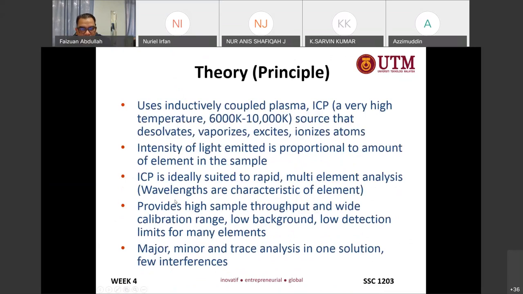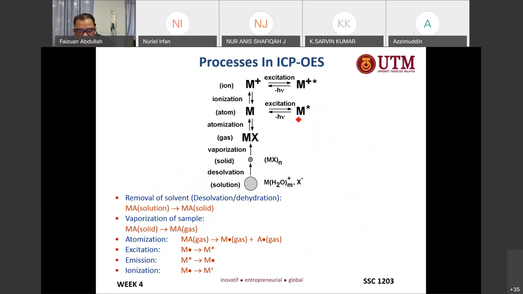So the theory of ICP-OES is that it provides high sample throughput and a wide calibration range, low background, and low detection limits for many elements. Different from AES, ICP-OES has a lower detection limit, meaning that it can detect up to ppb level. AES only reaches ppm level. So ICP-OES goes up to ppb level, and it does major, minor, and trace analysis in one solution with few interferences. This is the process in ICP-OES. We have a solution here containing our analytes, okay?